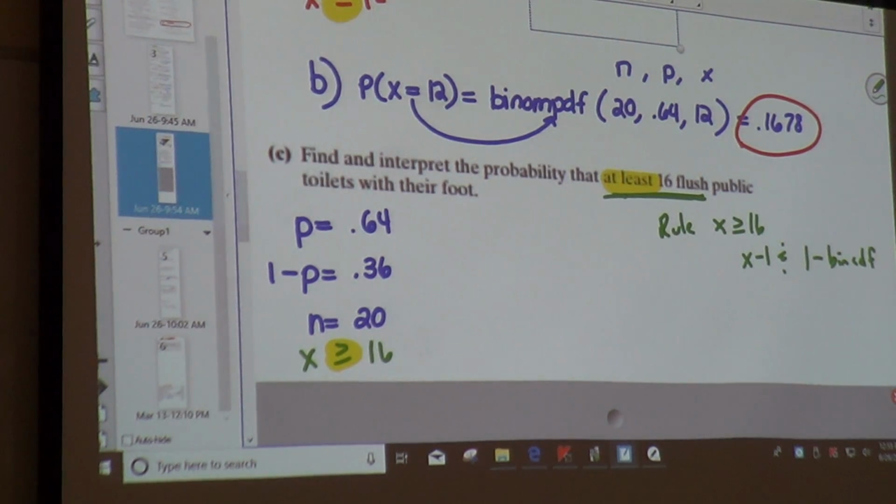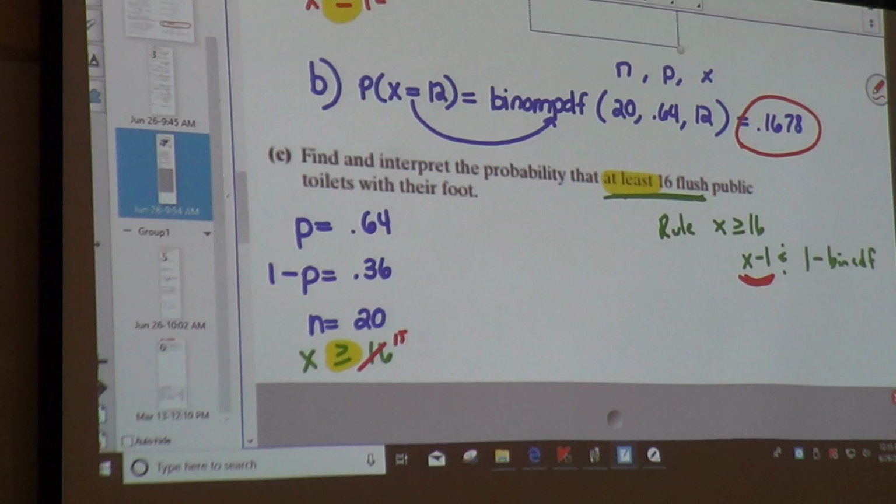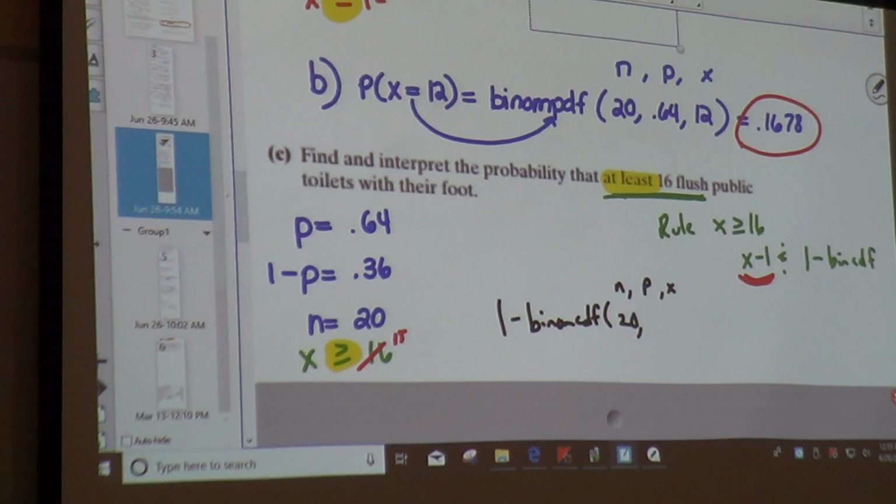So that means we have to take 1 away from the X. What is my X going to become? 15. Then we're going to do 1 minus the binomial CDF of N, P, and X. So what is my N? 20. What is my P? 0.64. And what is my X? 15, because I changed it.